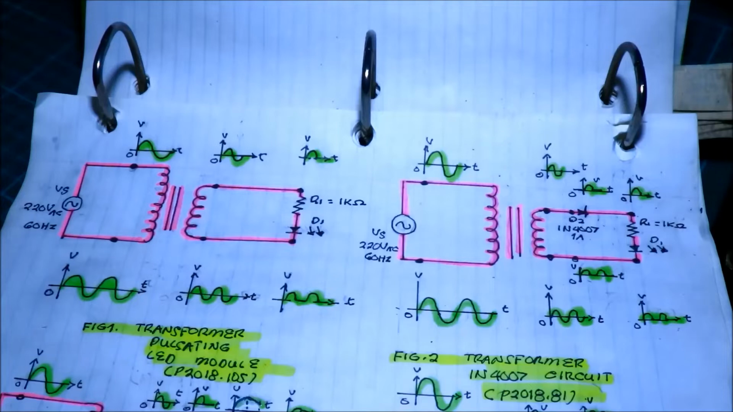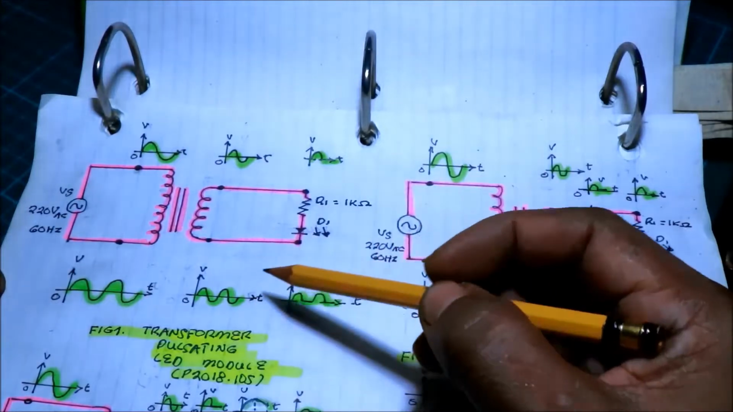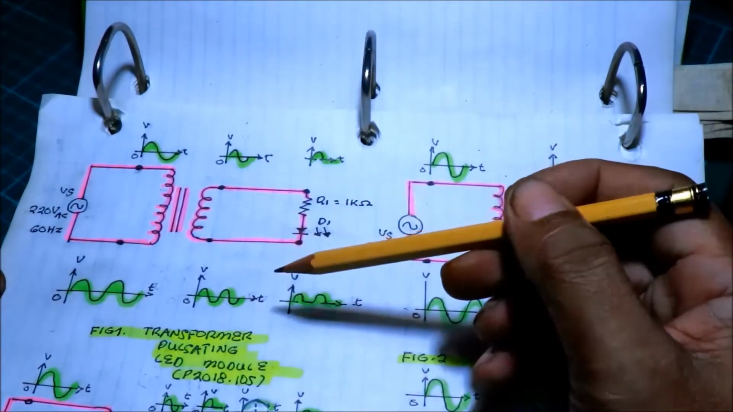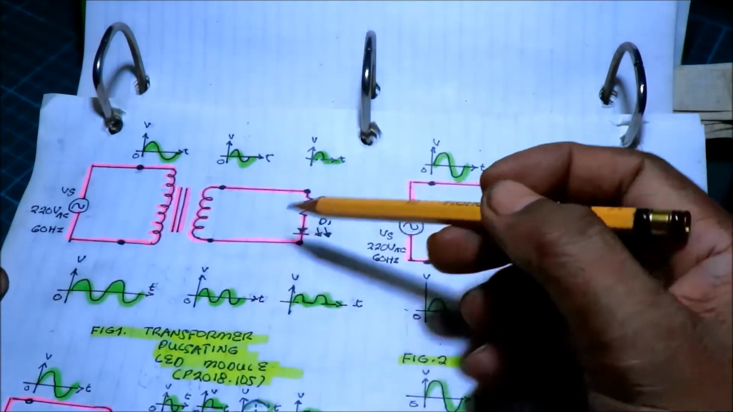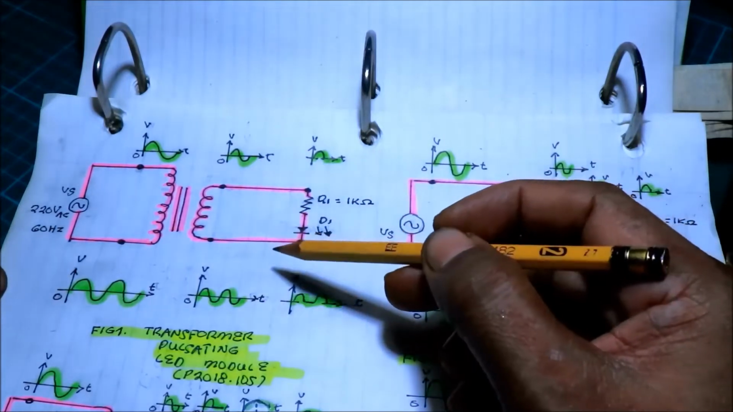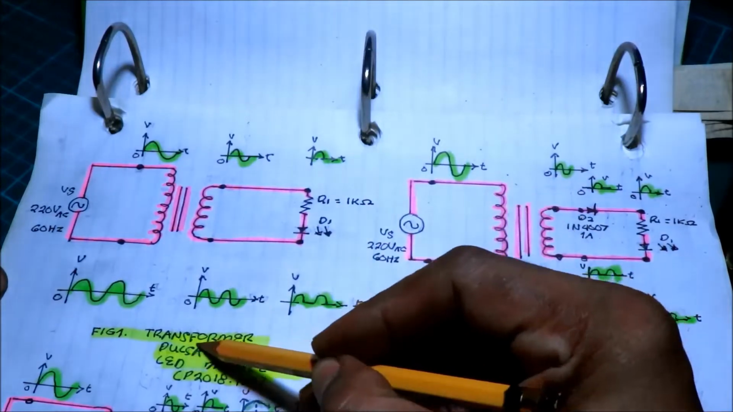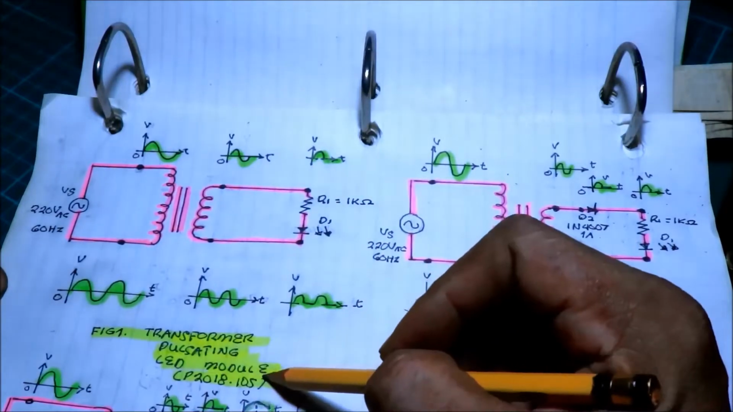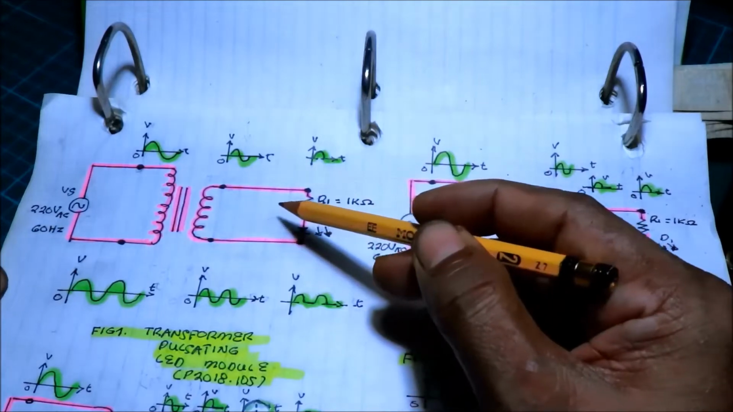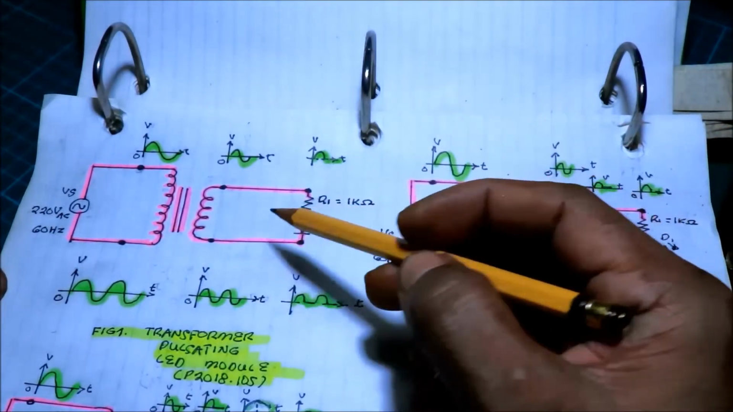Okay, we have now here the circuit diagram of our previous projects. This is the first project circuit diagram, and we're going to discuss the electron flow of the circuit of the first project, transformer pulsating LED module. What makes this LED blink? So let us now examine the current flows.